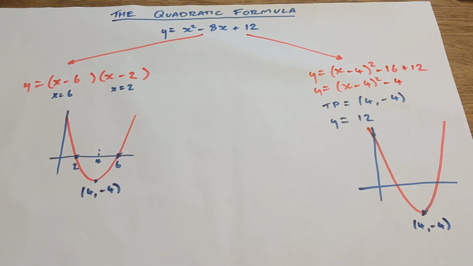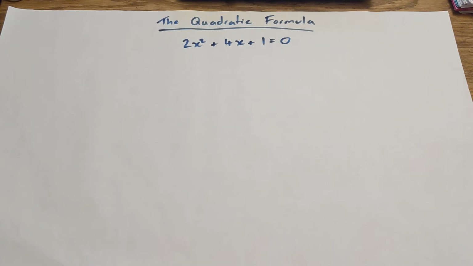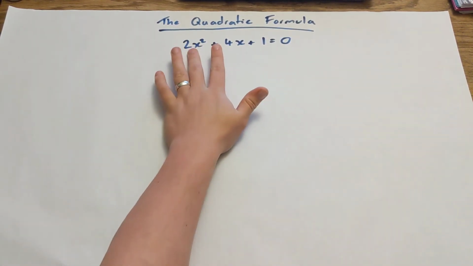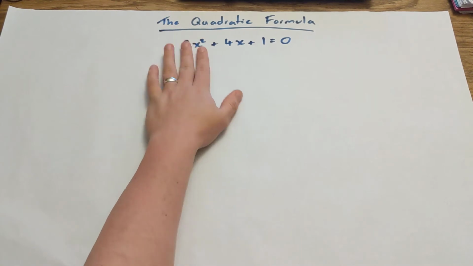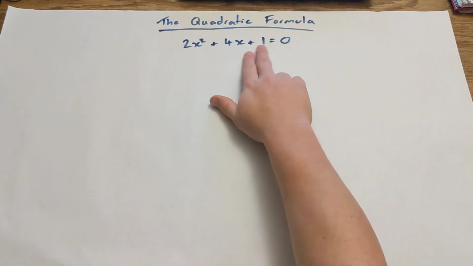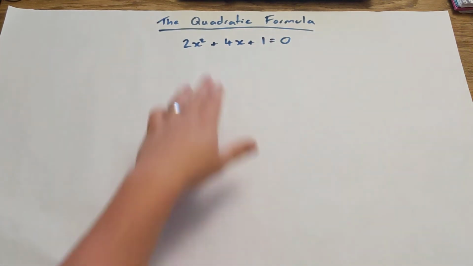So let's look at an equation that we can't factorize. Let's look at this equation here: 2x squared plus 4x plus 1 equals 0. Now it's still a quadratic, still got the three terms, still starts with an x squared. But we can't complete the square for that. We can't factorize it into the two brackets either. We can't think of two numbers that times together to make 1 but add together to make 4, even with a 2 involved.